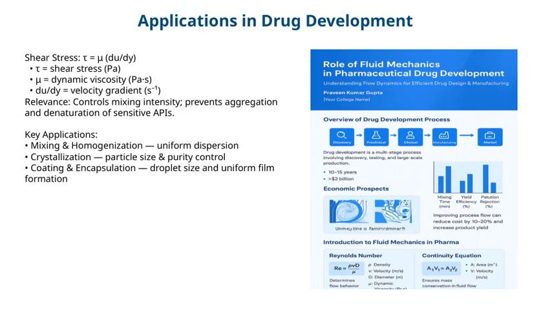First, in mixing and homogenization, shear stress helps us achieve a uniform dispersion of components, which is critical for consistent drug quality. Next, during crystallization, shear influences particle size and purity, both essential for ensuring the desired drug properties. Lastly, in coating and encapsulation processes, controlling shear affects droplet size and the formation of uniform films, which are crucial for controlled release and stability.